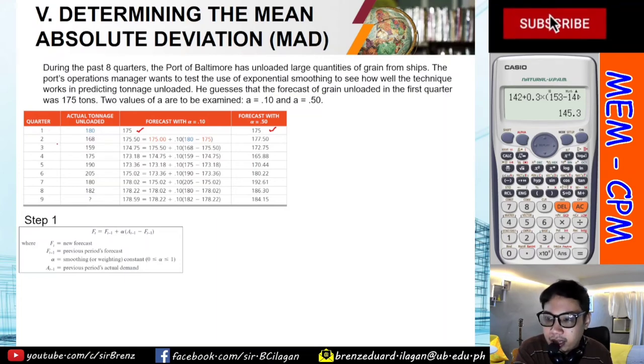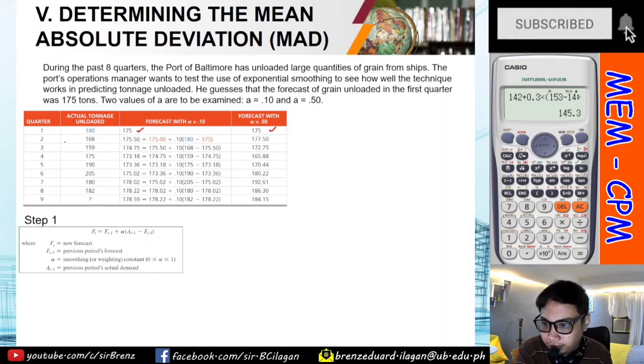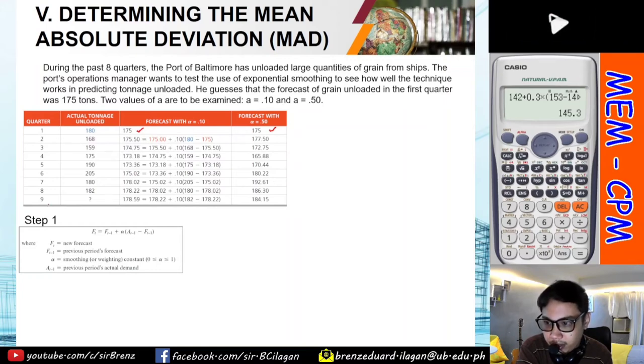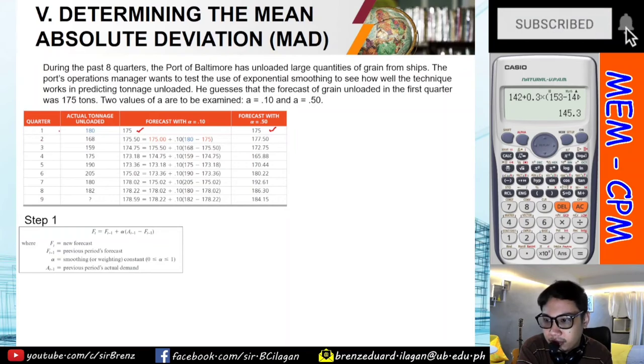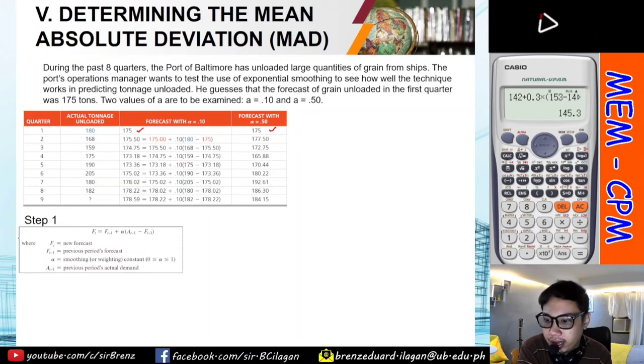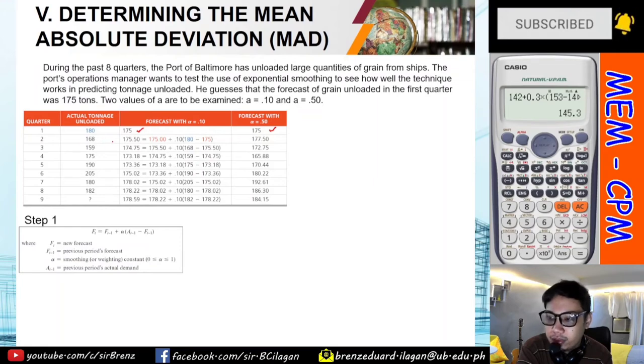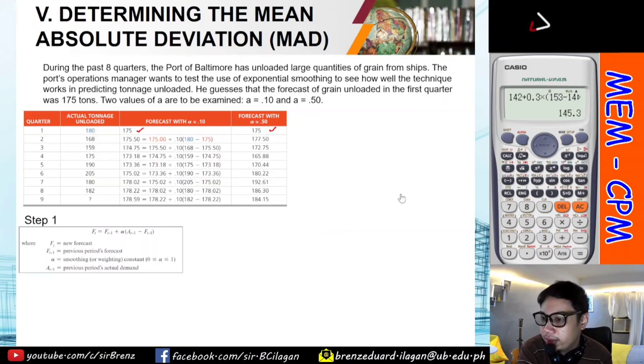So for the second quarter, to get the forecast for that period, it equals the equation: the previous period's forecast, which is 175, plus your alpha of 0.1, multiplied by the quantity of the previous period's actual demand of 180 minus 175. The answer for that is 175.5.